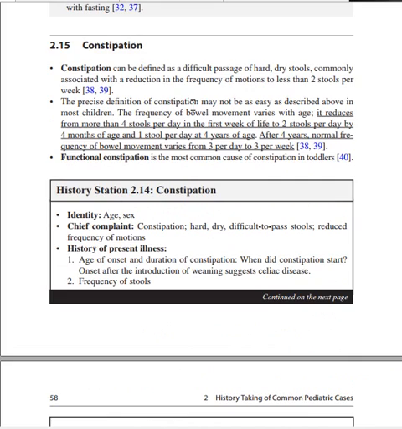The next thing that we're going to visualize is constipation. So thanks for your kind attention.